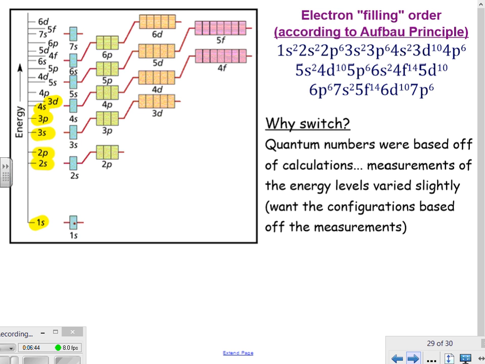Remember, quantum numbers are mathematical calculations. When these measurements were taken, the energy levels that these electrons had, starting at the end of the 3rd energy level, n equals 3, they started to be different, varying just slightly from the actual quantum number calculations. So we have to account for that. We want to use the true measurements that scientists were using. So we do adjust, and we put the 4s orbital, which comes after in quantum numbers, actually before our 3d orbitals.